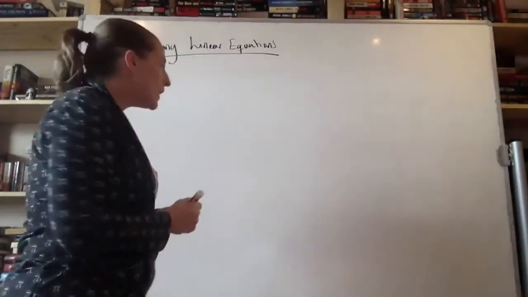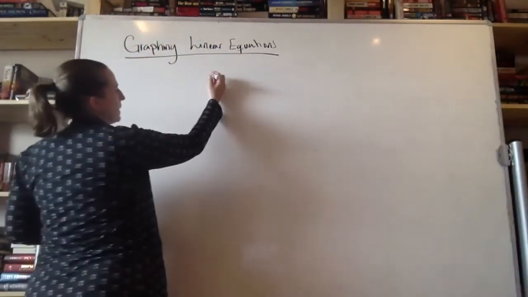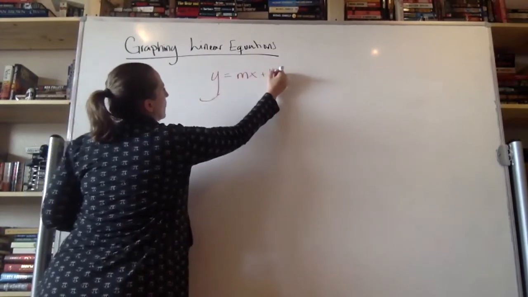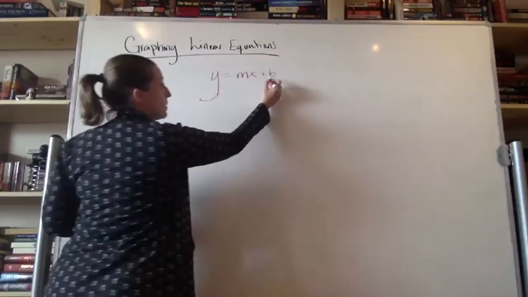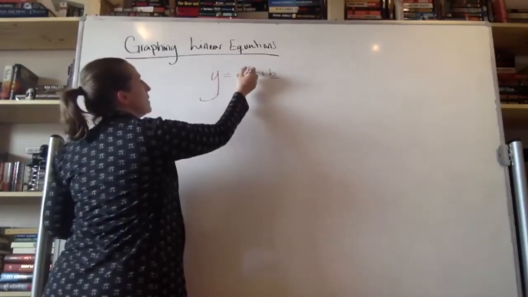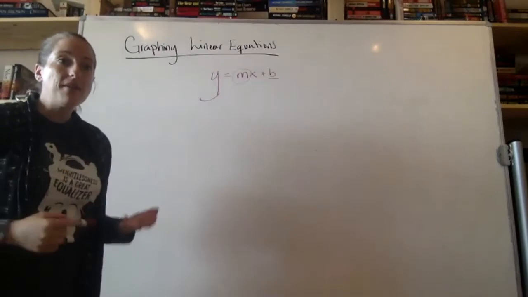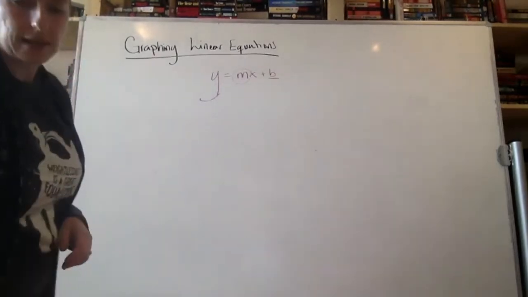So if we're given something, we did this a little bit in the last video, in slope-intercept form, y equals mx plus b. Well, we have 1 point. We have the y-intercept, and we saw that we could use our slope to graph this line. So let's practice that a little bit.